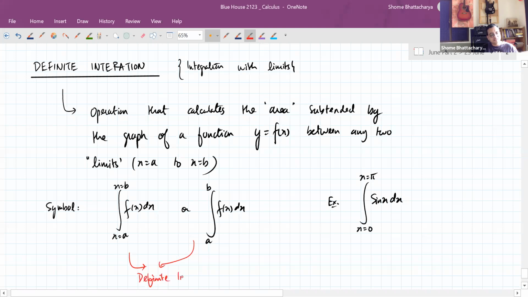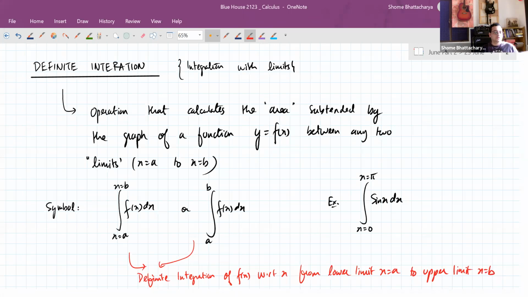This is read as definite integration of the function f(x) with respect to x, from lower limit x equal to a to upper limit x equal to b. So these things here are called the limits. This is the lower limit. This is the upper limit.